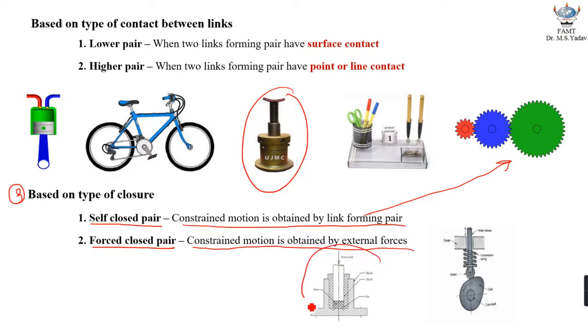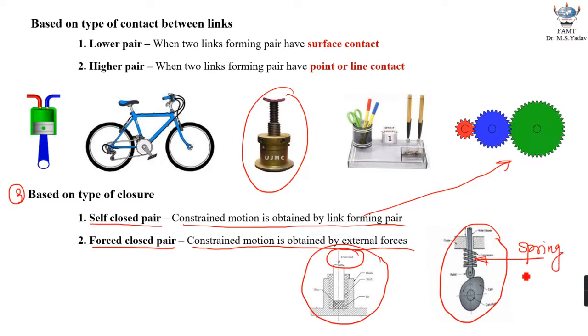As you can see in this particular case, this thrust load is responsible for creating the constrained motion between the shaft and the bearing. Even in this particular case, which is a cam and follower type of arrangement, to bring the cam and follower in permanent contact with each other, you are using a spring force right over here. So the constrained motion is obtained by external members. In this particular configuration, the pair is typically called a force-closed pair.